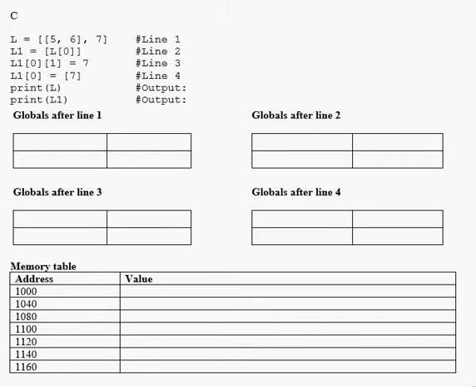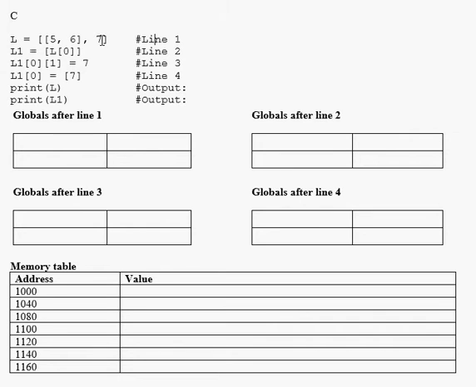Let's look at exercise C. On lines 1 and 2, what we're doing is defining new lists. The way it works is we first put the lists in memory and then make the variables L and L1 refer to them.